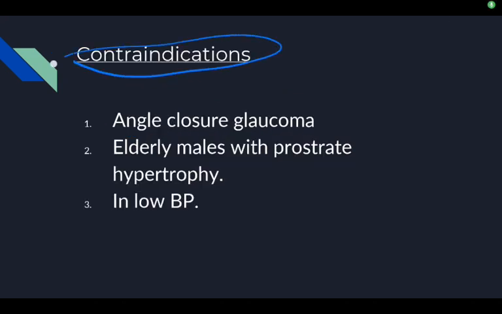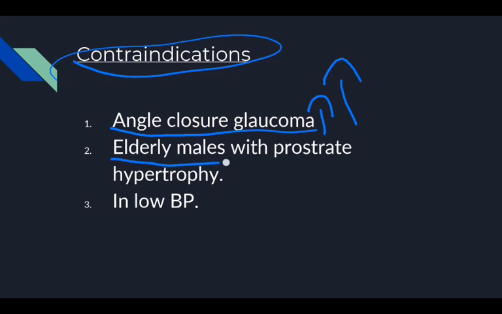Coming to contraindications, in which conditions we should not use cholinergic antagonists. First one is angle closure glaucoma. If we use these drugs in angle closure glaucoma, there will be severe rise in intraocular tension and it will further precipitate the attack of glaucoma.